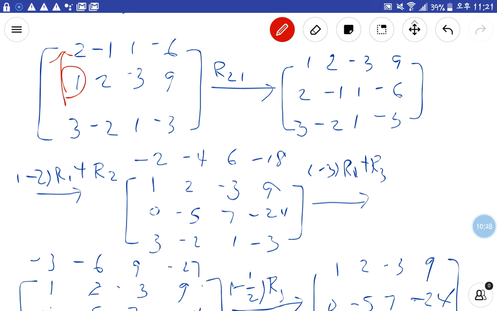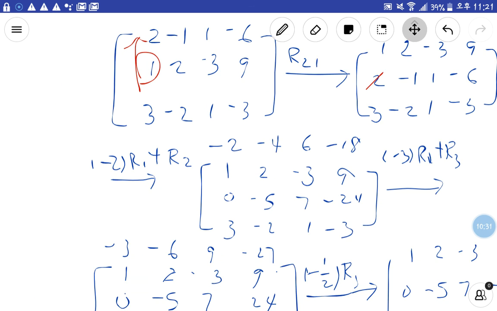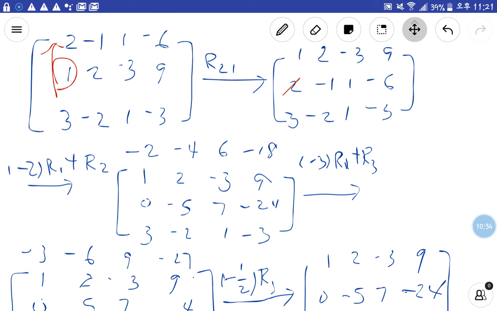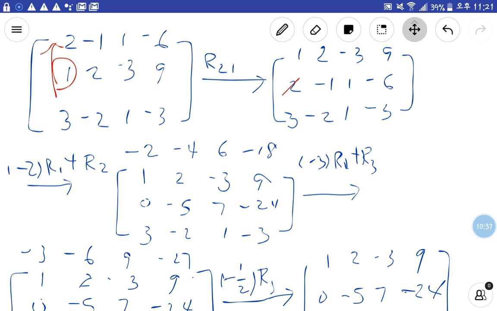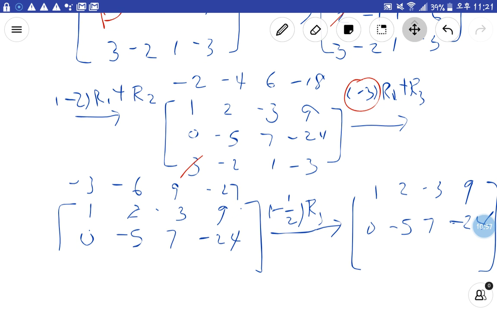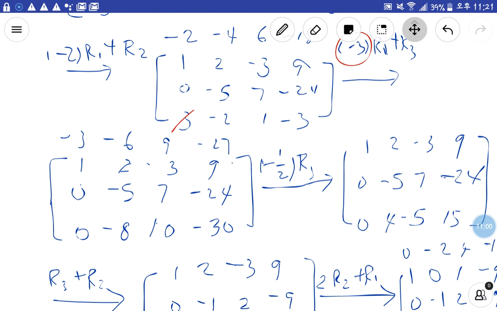Now what? I want you to cancel out my 2, so I'm going to times negative 2 onto my first row and add to second row. So you got 1 2 negative 3 9, 0 negative 5 7 negative 24, 3 negative 2 1 negative 3. After that, I want you to cancel out my 3 here. So I'm going to times negative 3 onto first row, add to third row. And then it will look like that. 1 2 negative 3 9, 0 negative 5 7 negative 24, 0 negative 8 10 negative 30.